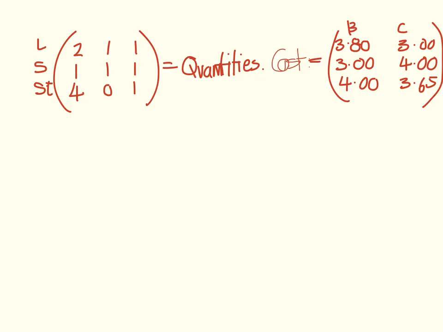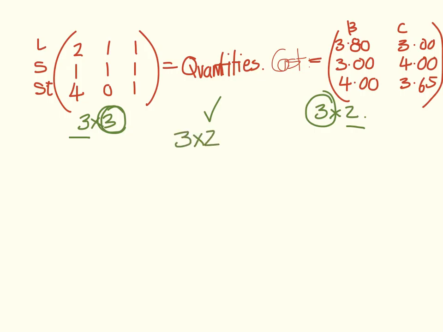So we need to analyse these matrices against our rules. The size of this matrix here is 3 by 3, and the size of this matrix here is 3 rows by 2 columns. Our rule 1 says that for these to be able to be multiplied, we need to have the same number of columns in the first matrix and rows in the second matrix. And that is true, so that's going to work. Rule 2 tells us that our resultant matrix is going to have the same number of rows as the first matrix, and the same number of columns as the second matrix. So we can expect to be creating a 3 by 2 matrix.